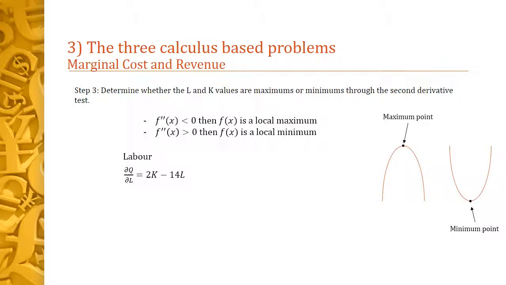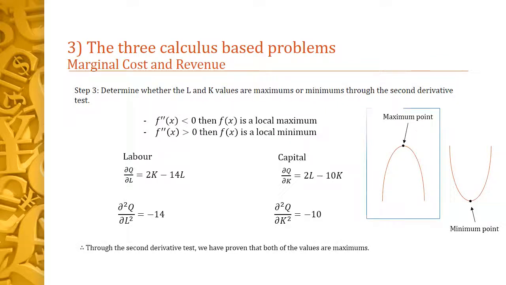So first let's take the labor function and derive the first derivative once more. Again, remembering our power rule, and that if a certain variable does not have that which we are differentiating terms, then it will simply become 0. So after we differentiate our labor function, we get negative 14. Second, let's take the capital function and derive that again, and we get negative 10. Therefore, we have proven that both of our functions are maximums through the second derivative test.